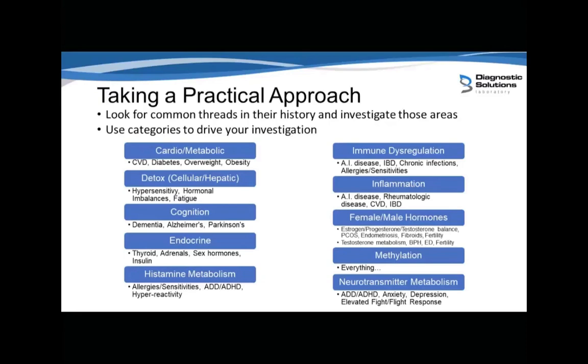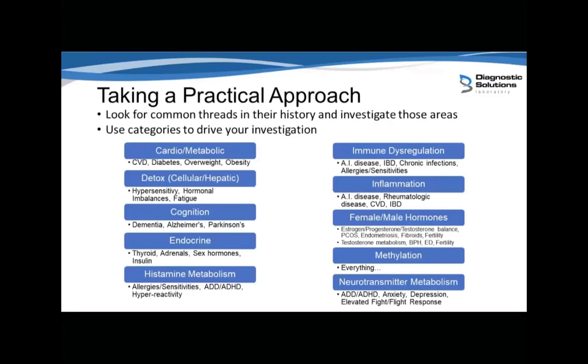So for example, these are the categories that I use in my mind and try to lump things into. We can lump things into a cardiometabolic category. So these are people coming in with cardiovascular disease, diabetes, overweight, obesity, detoxification issues. If someone's coming in with a lot of hypersensitivities, hormonal imbalances, fatigue, we want to look down their detox pathways to see if those are affected. Cognition. So we see if there's a family history or a current medical history of any of these neurodegenerative disorders.